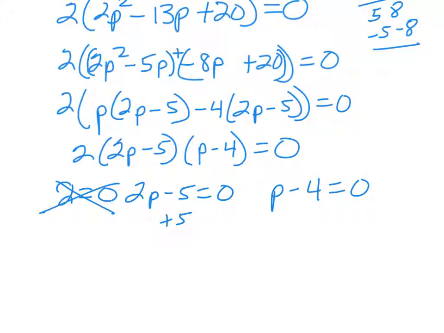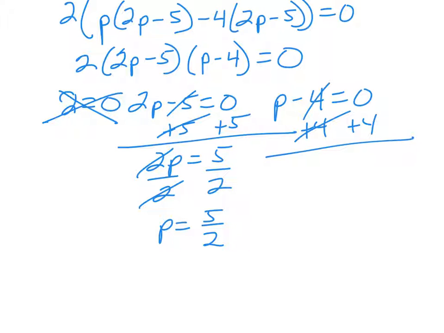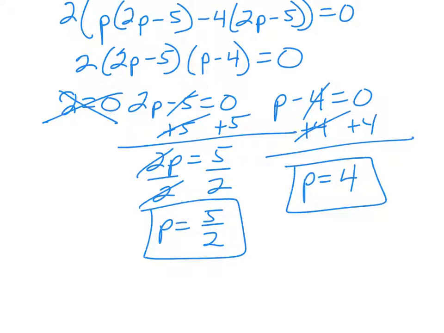So here we can add 5. Get those to cancel, so 2p will equal 5. Dividing by 2 gives p equal to 5/2. And then over here we'll add 4. Those cancel, and p will equal 4. So if you just want to box those answers in, that's fine. That works for me.